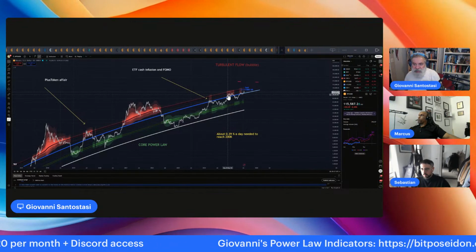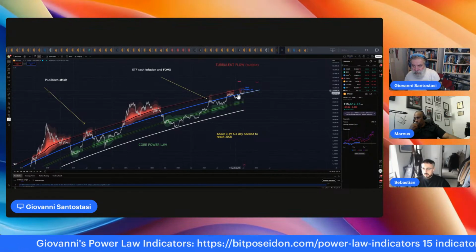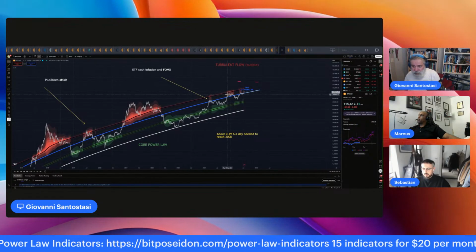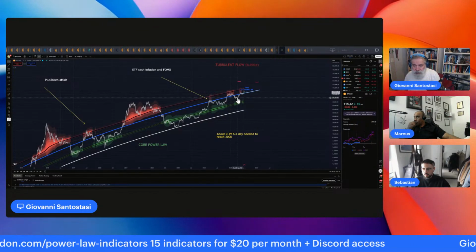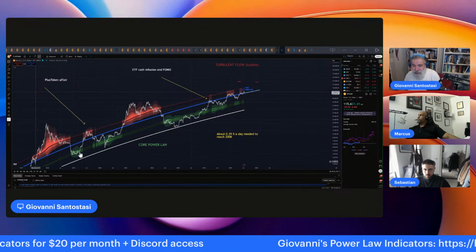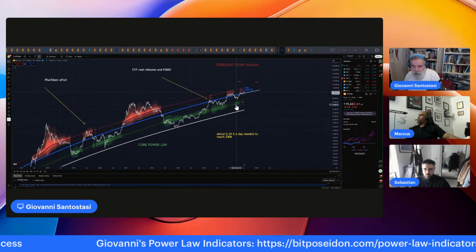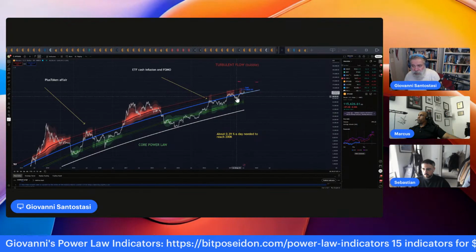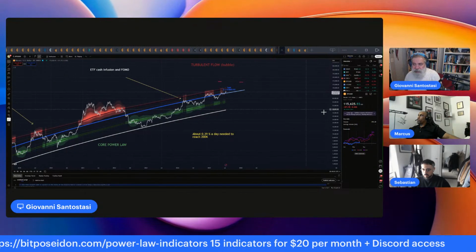Now, everything started exactly like in the previous cycles when we crossed the blue line. But then we had this correction that brought us below the power law. Like I say, this never happened, at least never happened for a long period of time. This is why we switch to green, and we stay there for several months. That is usually what happens in a bull run.